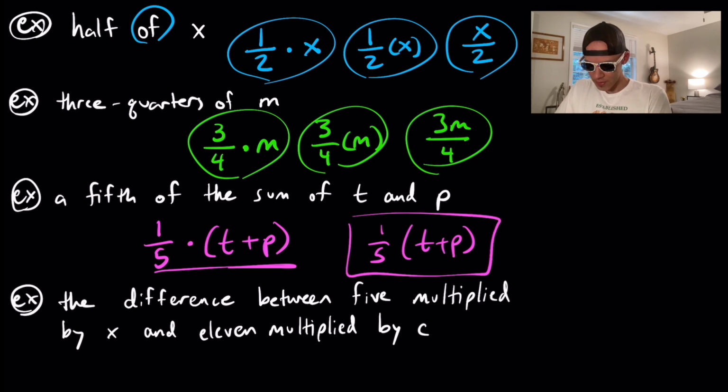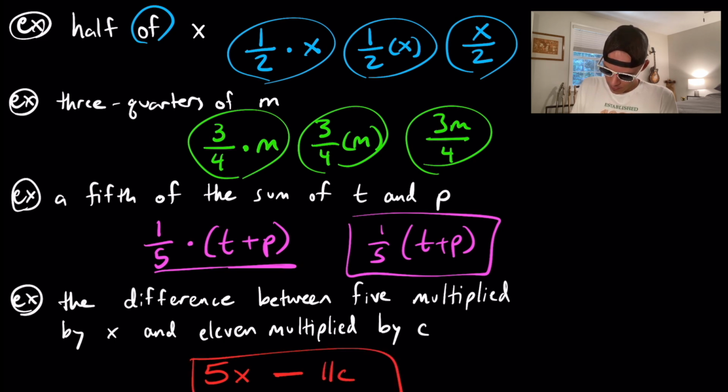All right, the difference, so subtraction, instantly go to subtraction because I see difference. The difference between 5 multiplied by x, so maybe I can write this as 5x. When we don't have any subtraction or addition or division or even that multiplication dot between two terms, if they're just sitting next to each other like that, that just means multiplication. So the difference between 5 multiplied by x, that's 5x, and 11 multiplied by c, so 11c. And that's it.